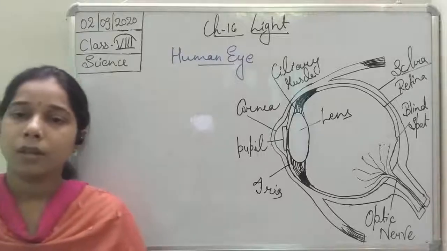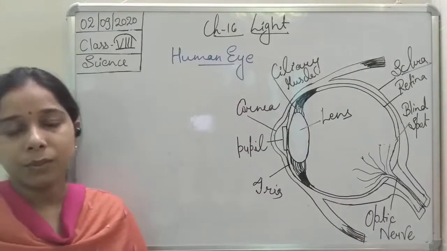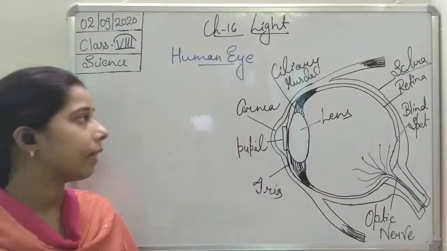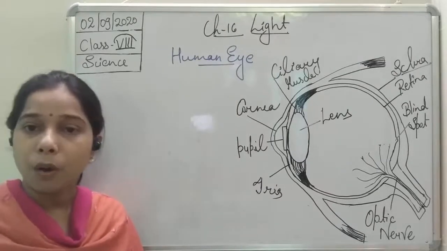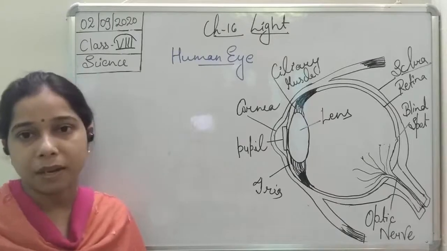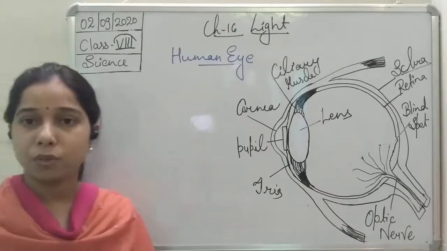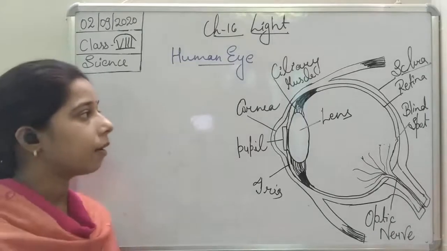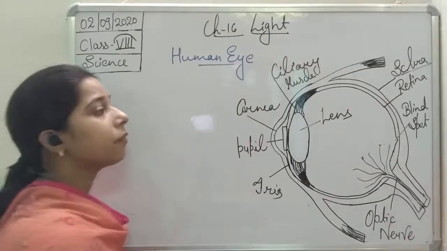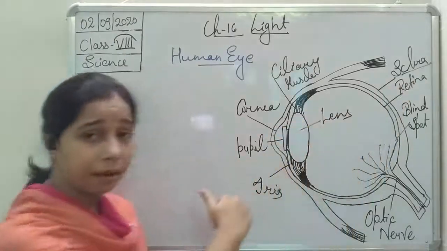Hello students. So in the previous class we started with the topic human eye. We were discussing the different structures of the human eye, and in this part we discussed a few of the parts of the human eye. Let us recall all these things students, and then we discuss the sclera.